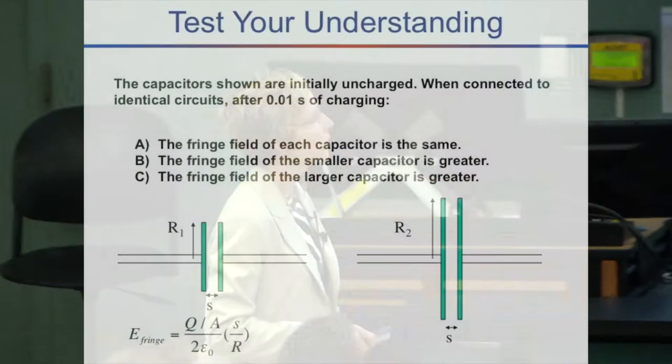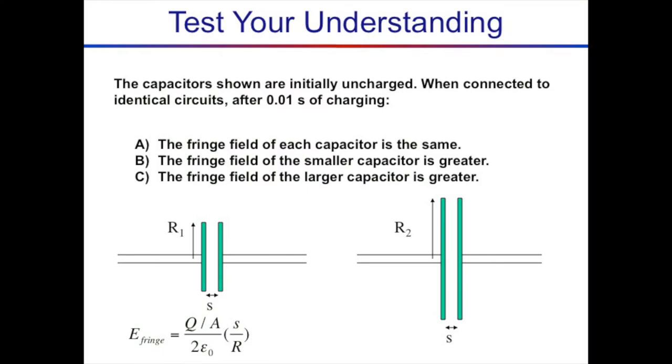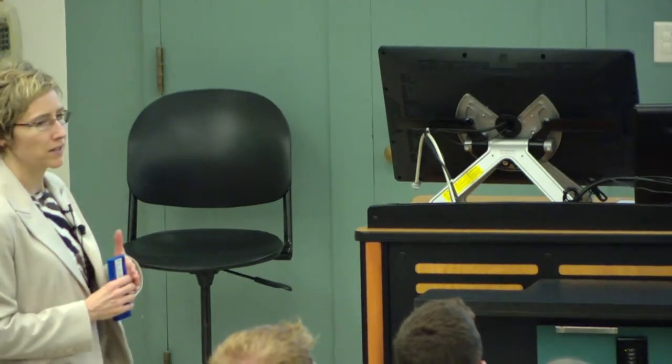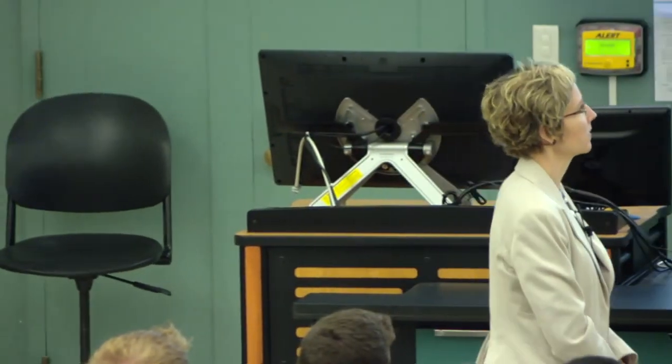Let me have two different capacitors that are initially uncharged. The difference between them is that they have a different surface area on their plates. So they have the same gap separation S, but they're going to have different radii for those disks that make up the plates of the capacitor.